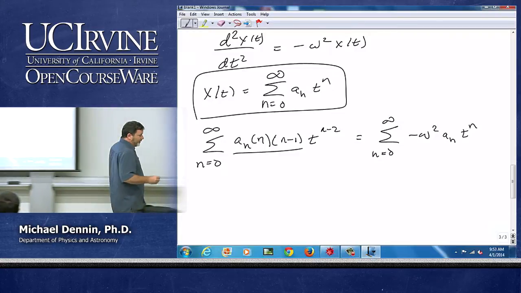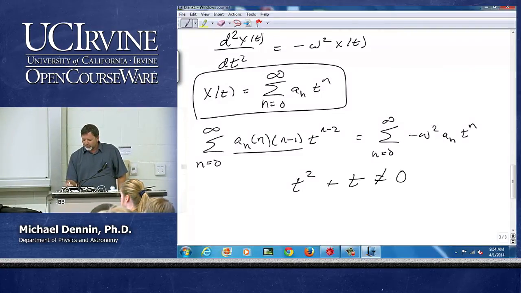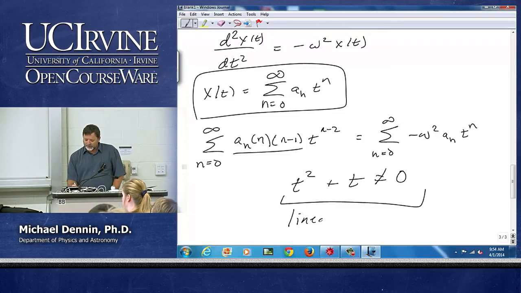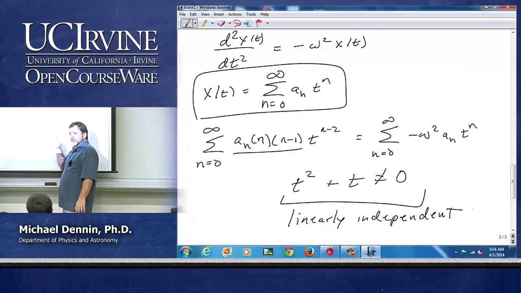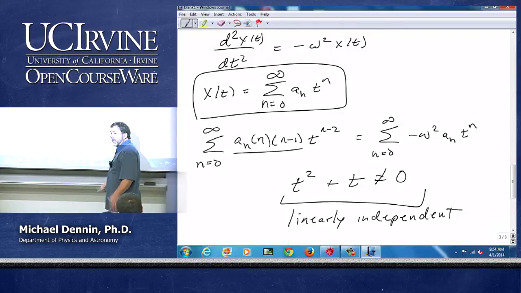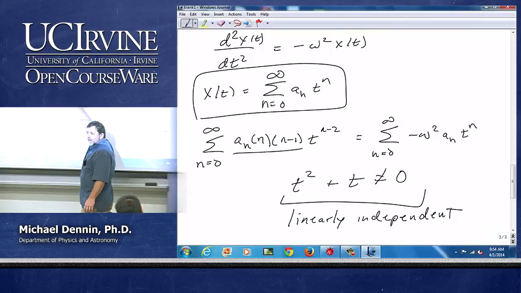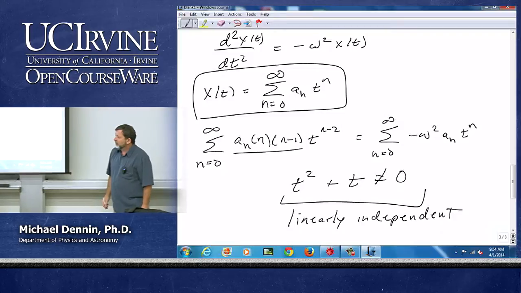We know that t squared plus t cannot equal 0 for all values of t. The coefficients have to be 0. This is the idea of what we call linearly independent that will come back in many, many places. It's one of our unifying ideas in the course. So right away already in series we're seeing ideas that come from linear vector spaces. So the coefficients of every power of t have to be 0 when I bring this over to this side, or the thing won't be 0.